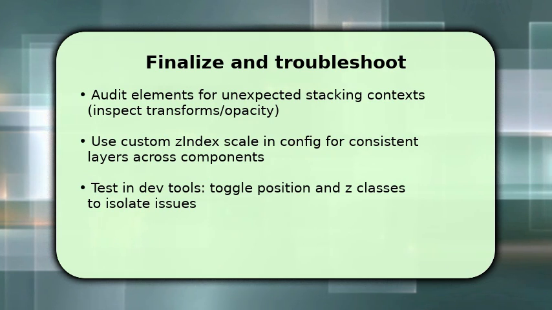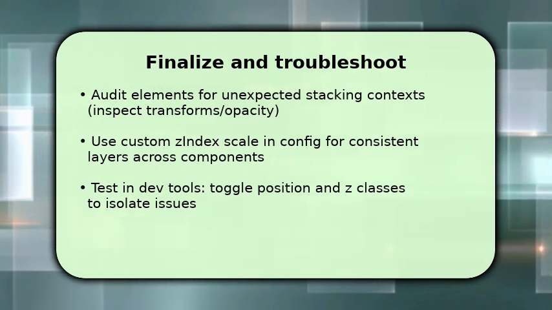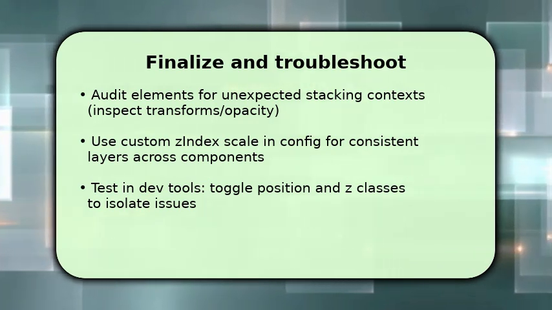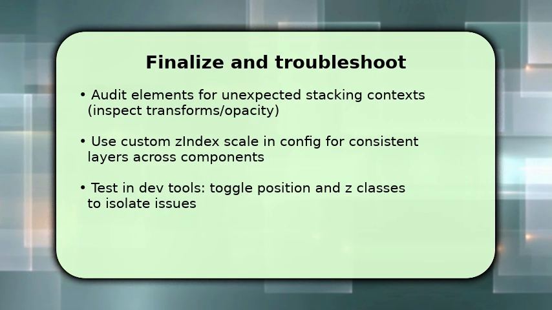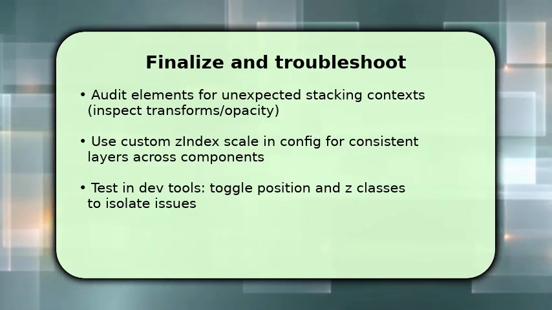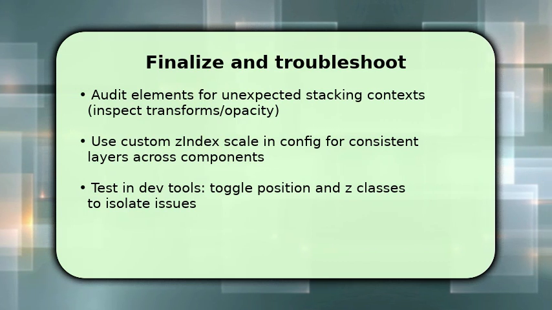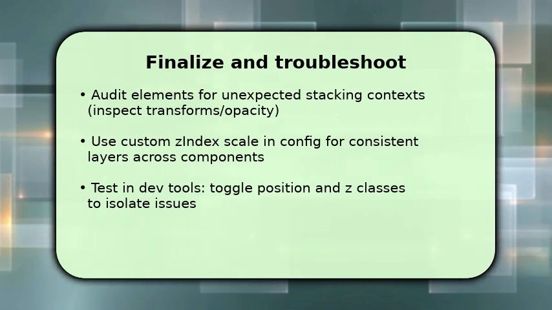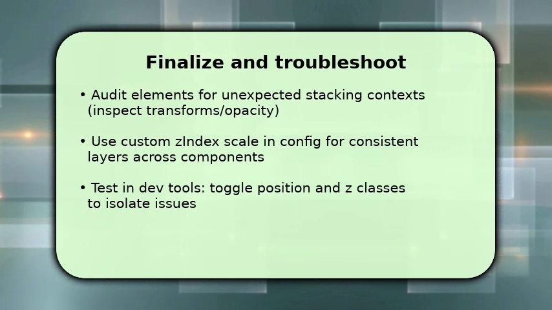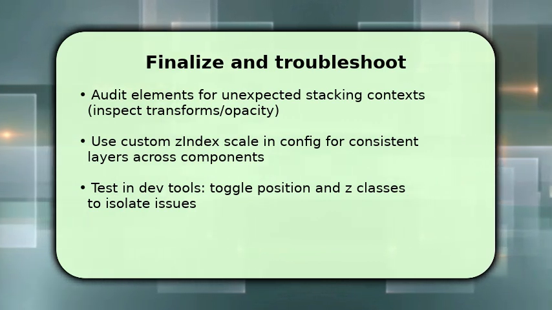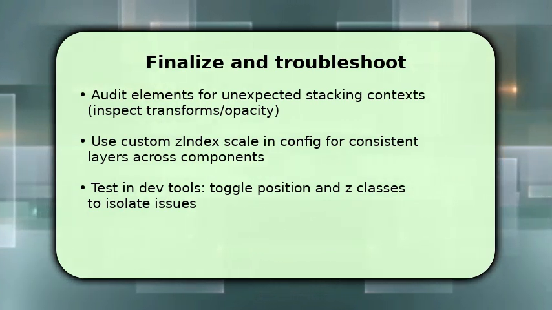If things go wrong, inspect with DevTools, toggle position and z-classes, and look for transforms or opacity that create new stacking contexts. If an element still hides, increase the z-value incrementally or remove the offending stacking context. You'll resolve most issues by isolating positioned ancestors and simplifying the stacking chain.